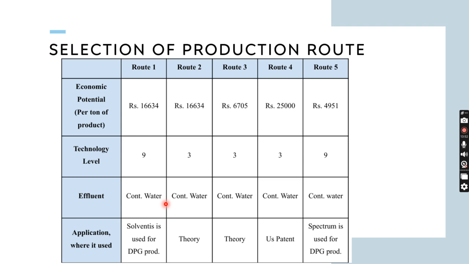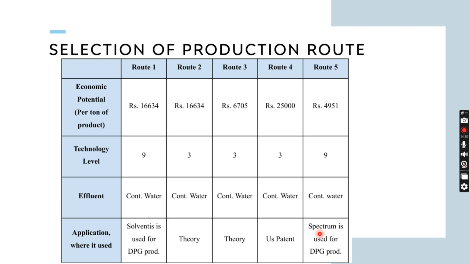That process is similar, so we just don't deep dive because the effluent is the same and the application where it is used. So these are 2 and 3 in theory. Route 4 has some US patent. Route 5 is used by Spectrum Technology, and route 1 is used by Solventis for the production of DPC. Now this is the one tabular form in which we have discussed the different routes and compared them to select which route we should use to produce the DPC.